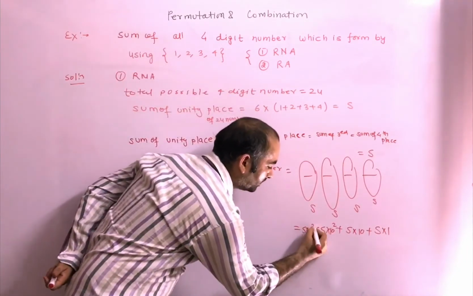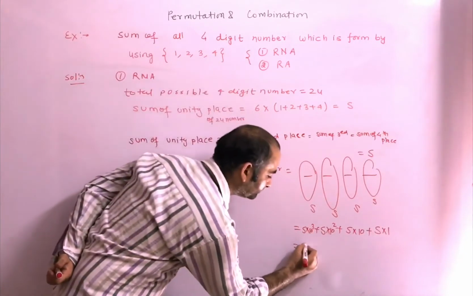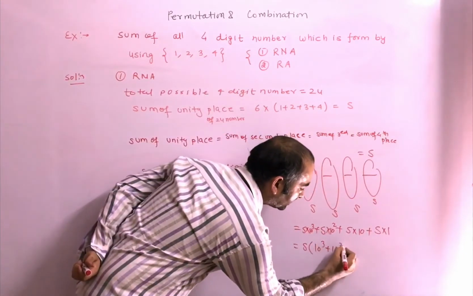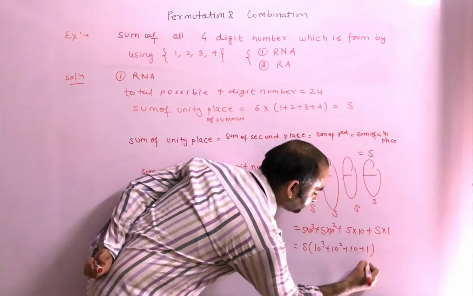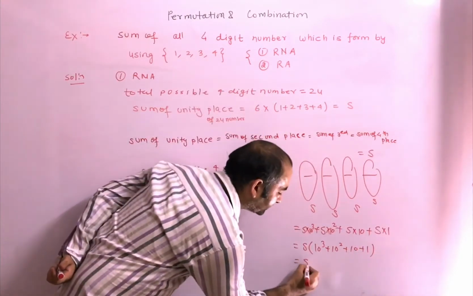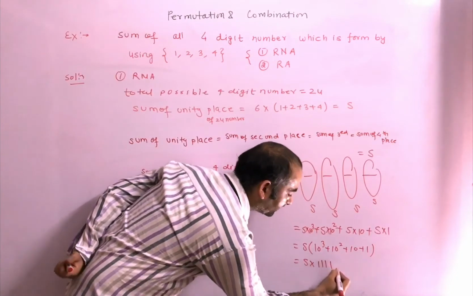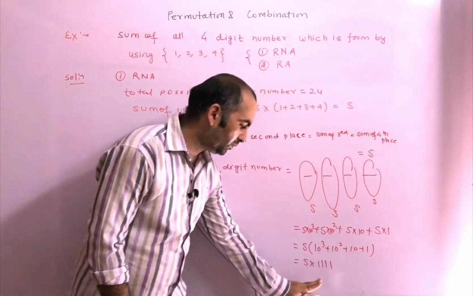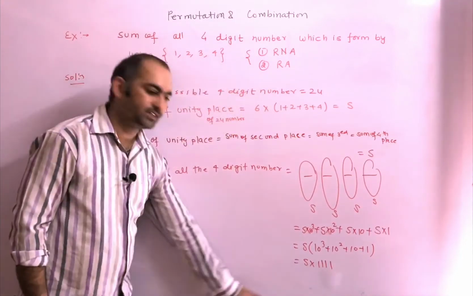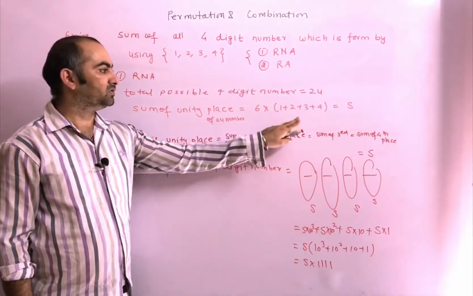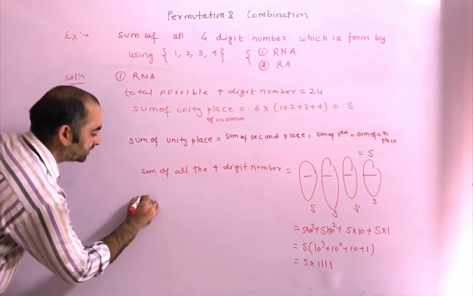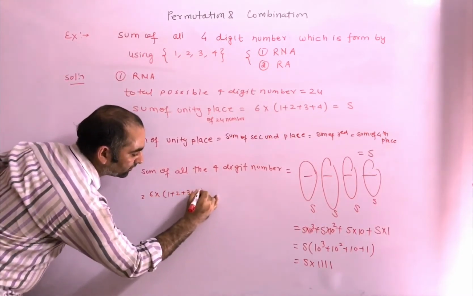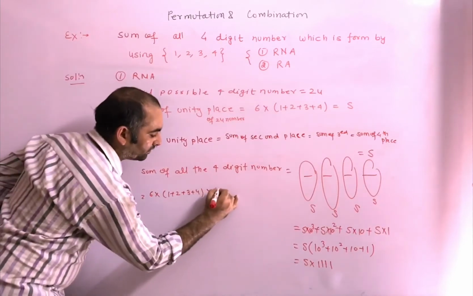cube. Okay, here we can take S common. So what will come? S into 10 cube plus 10 square plus 10 plus 1. And 10 cube plus 10 square plus 10 plus 1 is 1, 1, 1, 1. Now S is what? 6 into 1 plus 2 plus 3 plus 4. So the sum will be 6 into 1 plus 2 plus 3 plus 4 into 1, 1, 1, 1.